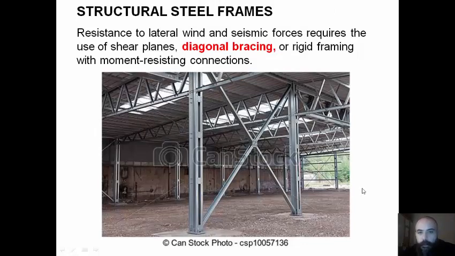Resistance to lateral wind and seismic forces requires the use of shear planes, diagonal bracing, or rigid framing with moment resisting connections.